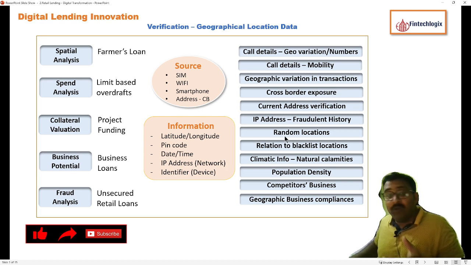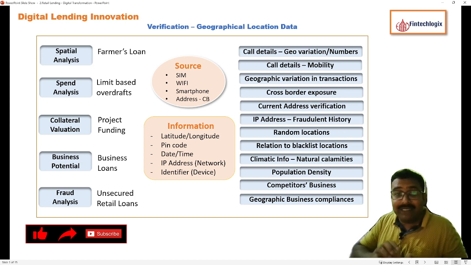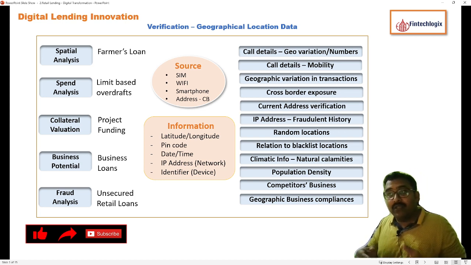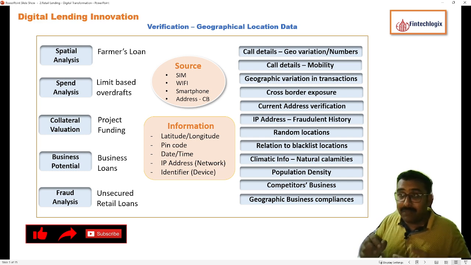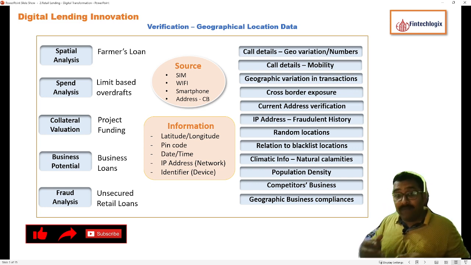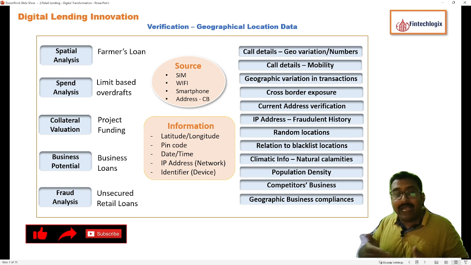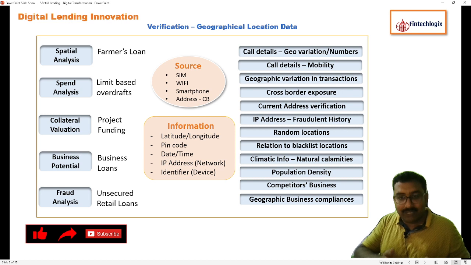Now random location checks: if the customer's pattern cannot be explained and he is in some random locations, specifically for finding out blacklisted areas. For example, there is an ABC area in a location where unsecured loans are not given because it is a blacklisted area and there are a lot of defaulters in that area. So the customer's application location or address might be showing something else, but your random locations might be showing a lot of relevance of the customer to the blacklisted address.